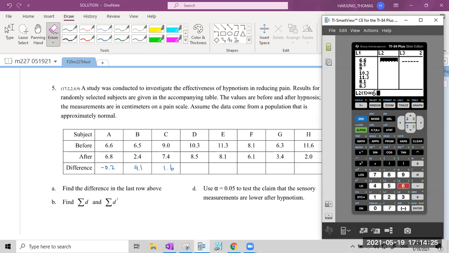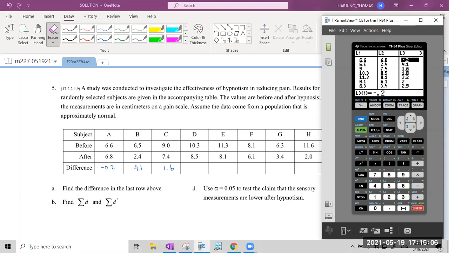The next row, 6.8, 2.4, 7.4, 8.5, 8.1, 6.1, 3.4, 2.0. Now, then our L3, you move to L3, go up to the header, and then you do L1 minus L2. Then it will fill that up for you.